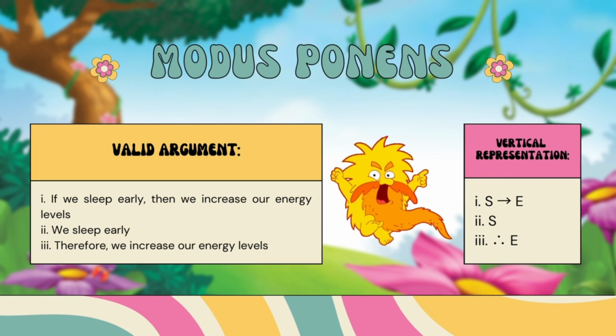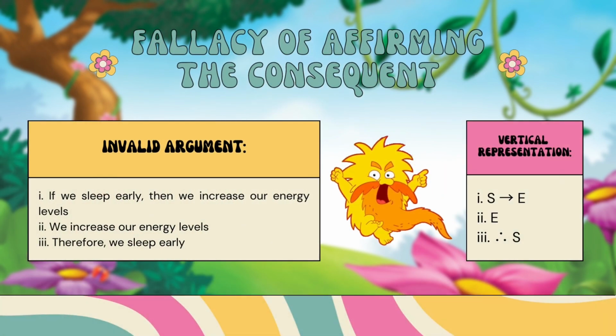This means that the strength of a deductive argument results solely on the logical form and not on the content of the argument. In contrast, we have invalid argument form. If we argue in the following way, first premise, if we sleep early then we increase our energy levels. Second premise, we increase our energy levels. Conclusion, therefore we sleep early. We represent the structure of the argument in this way. The argument form of any argument with the same logical structure presented, whatever is the content, is invalid.